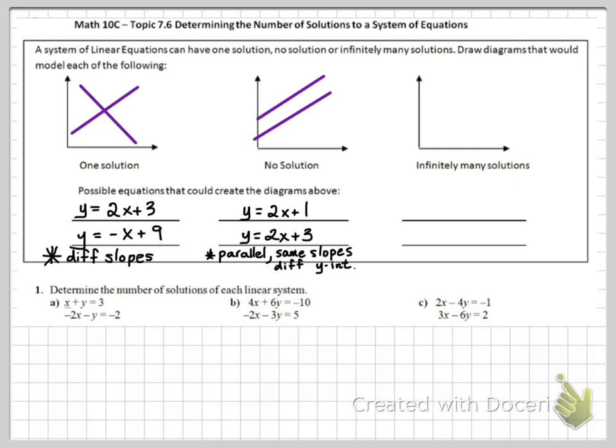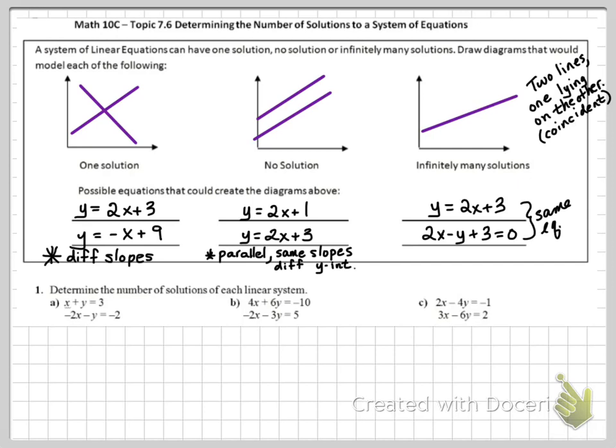Thirdly, infinitely many solutions. Infinitely many solutions means that these two lines are going to coexist. They're going to be what we call coincident. One line lies on top of the other. That's what that's going to look like. And this will only happen if the two lines are the same equation. They might be in a different form. For instance, they might be y equals 2x plus 3 and 2x minus y plus 3 is equal to 0. Here's the same equation, but in two different forms. They're going to have the same slope and the same y-intercept.